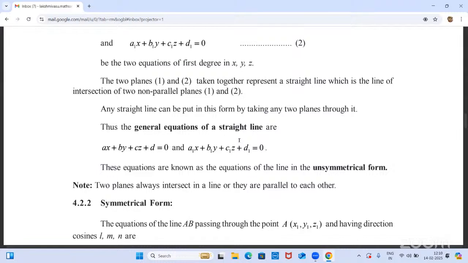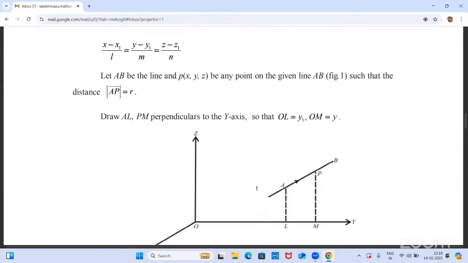Okay, now this is the non-symmetrical form, because here the plane equation is ax plus by plus cz plus d equal to 0, and a1x plus b1y plus c1z plus d1 equal to 0. There are two planes, but these two equations must be of the form of a line formation. Now this is the unsymmetrical form. What is the symmetrical form?